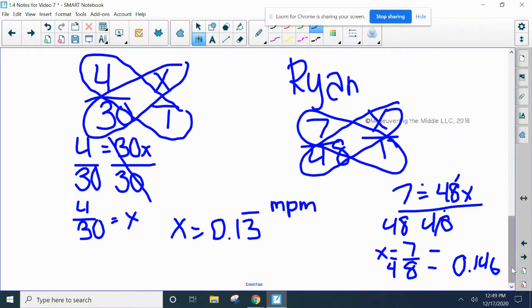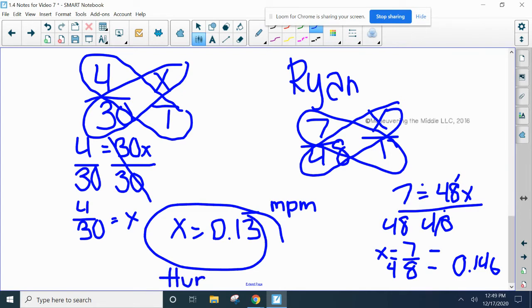So it asked us what their rate is. That's Hunter. That's Ryan. Who goes further in a minute? They both have 0.1. After the 1, I have a 3. This one has a 4. Ryan runs faster because he gets further in the same amount of time. All right. You got that? Pause it if you don't, because I'm going to move on.